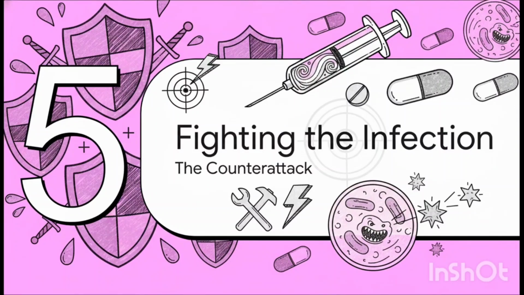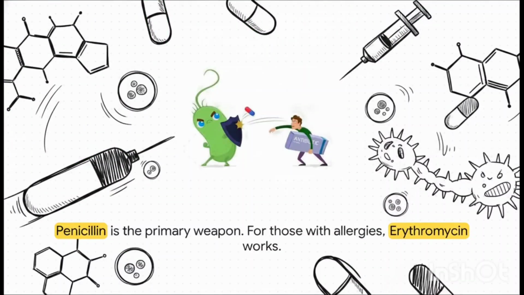Okay, so we've identified the enemy, we've closed the case. Now how do we fight back? And the good news is, we have some really effective weapons in our arsenal. For decades, penicillin has been the go-to drug for treating strep infections. And for patients who have an allergy to penicillin, no problem. Doctors have great alternatives like erythromycin or cephalexin that work just as well.